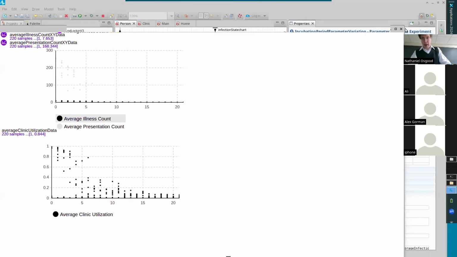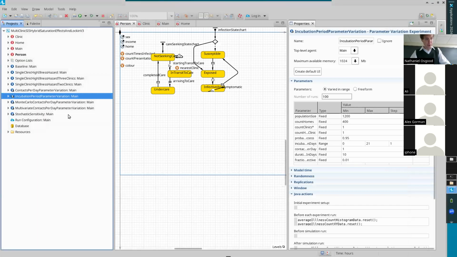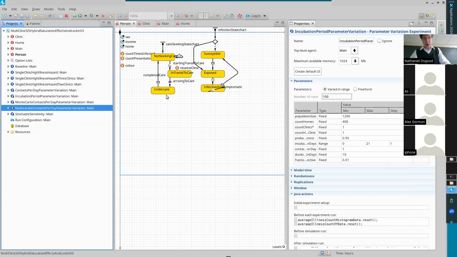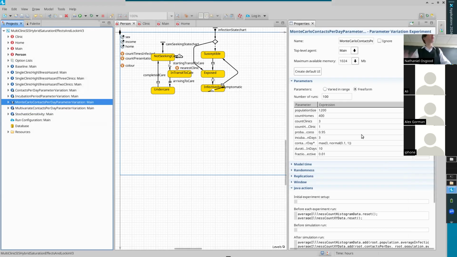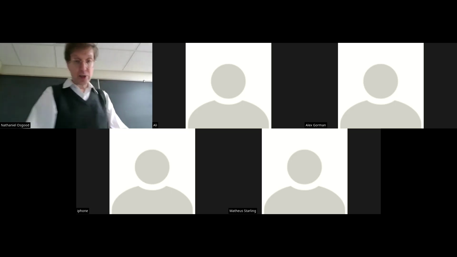I will say that also in this model, you'll find multi-way sensitivity analysis that examines both those parameters, as well as a Monte Carlo that flips coins for what the value of the parameter is. Okay. Hopefully that's a useful lesson. Useful lesson for some general principles.